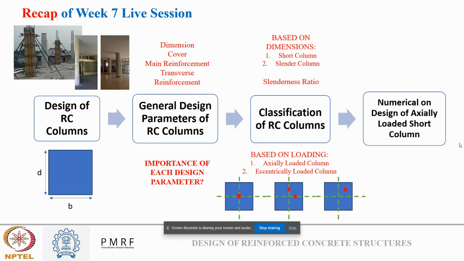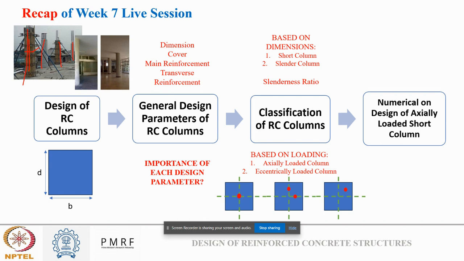In the last live session, we talked about design of RC columns. We first looked at what columns are. Simply saying, columns are vertical compression members which provide elevation to an RC structure. You can see in these images, these are the columns which are elevating our structure. Then we say an element is a column if the length of the column is more than three times the least lateral dimension.